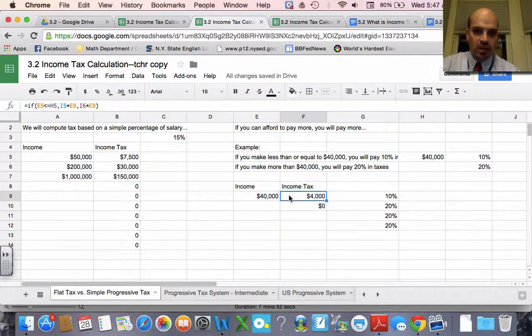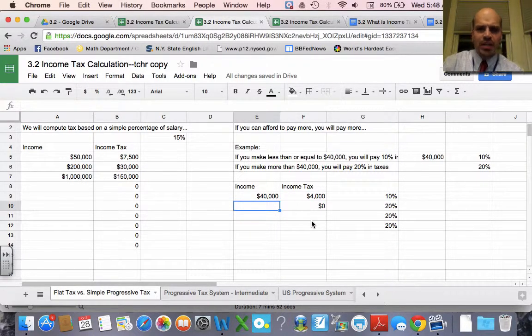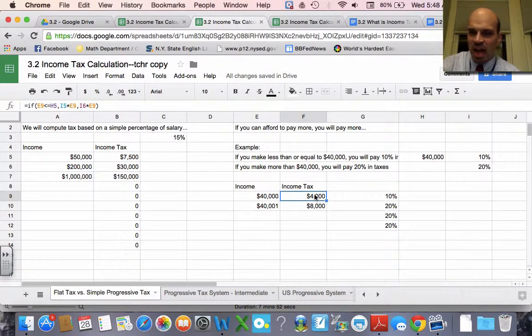We're at $4,000. Imagine for a second I made one more dollar. I made $40,001. Boop. Income tax now jumps from $4,000 to $8,000 just because I made one more dollar. That doesn't seem fair. The reason is how we made this rule up. If we make less than or equal to $40,000, we pay 10% on the entire income, versus if we make more than $40,000, we pay 20% on the entire income.